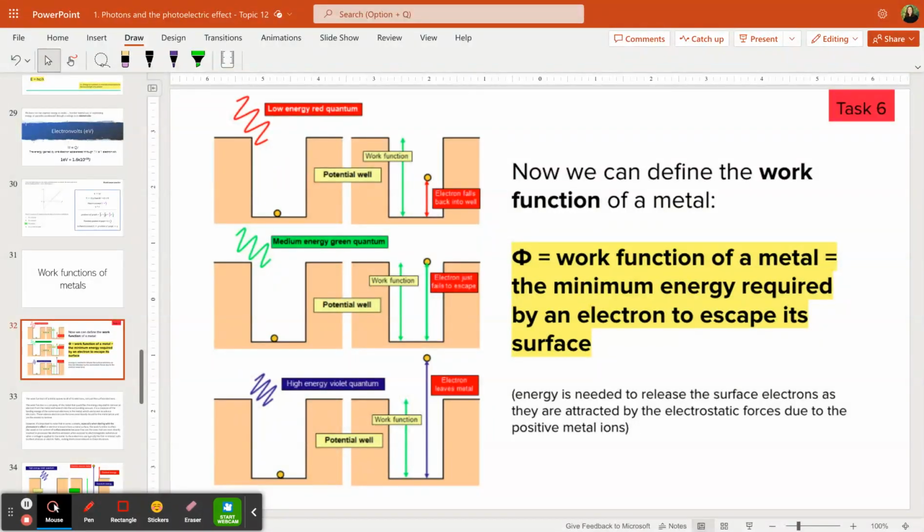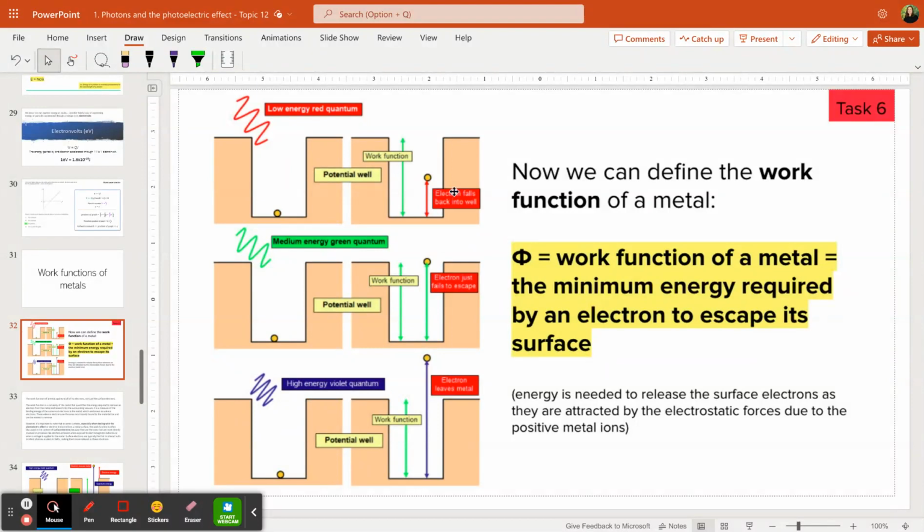Okay, so you can see that when we have a low energy, low frequency red photon shining, it cannot transfer enough energy to overcome that potential well. So this idea of a potential well is like trying to allow it to escape the surface, and the deeper the well, the more energy required. So we know that each metal will have a particular potential well, a particular amount of energy that is going to be needed to escape.